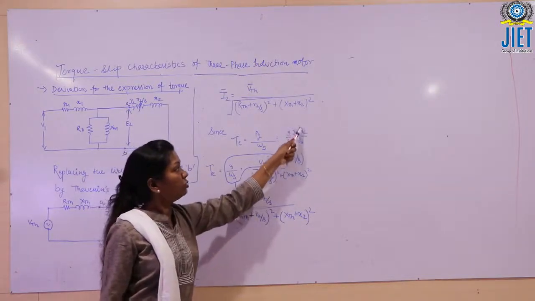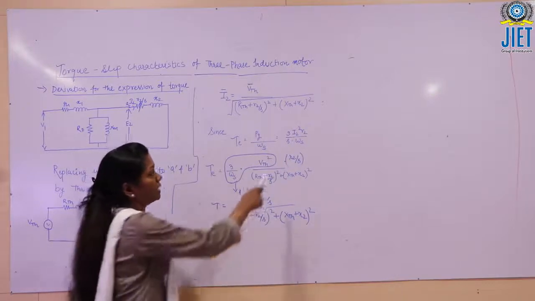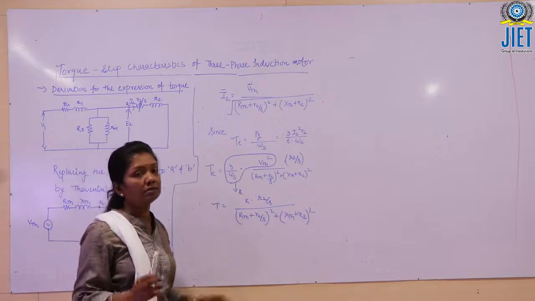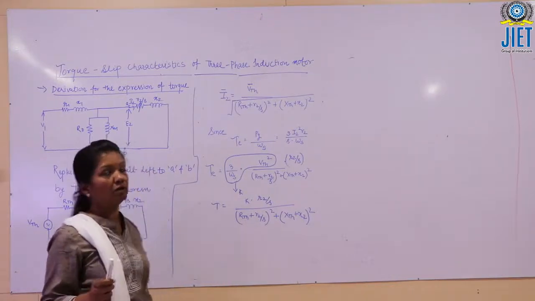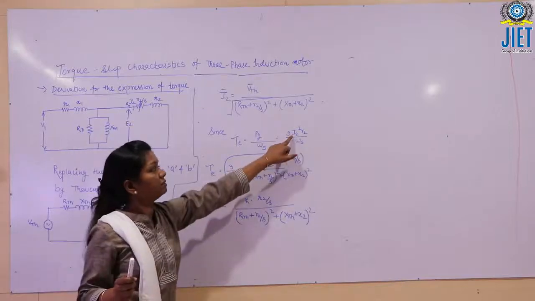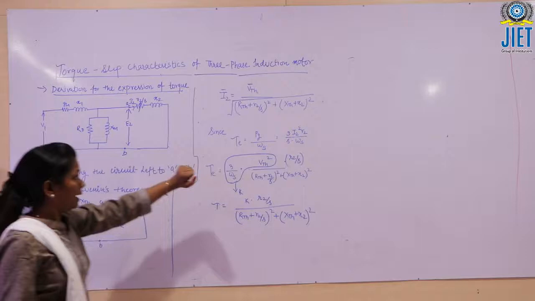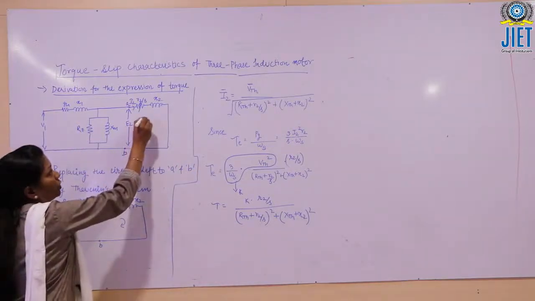So we need to know the detailed expression of I2. The detailed expression of I2 will tell us what the detailed expression of the torque will be. So basically we are interested in finding the detailed expression of I2. Now in this circuit, I2 is the current which is flowing here.